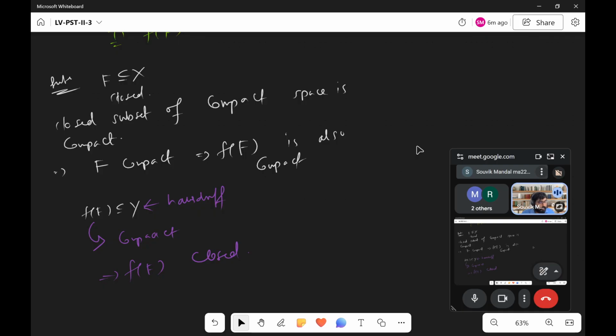Is the argument clear, Rahul and Mustaq? Please let me know. Yes, sir. Okay, thanks for the confirmation. So now we can go to the next problem.